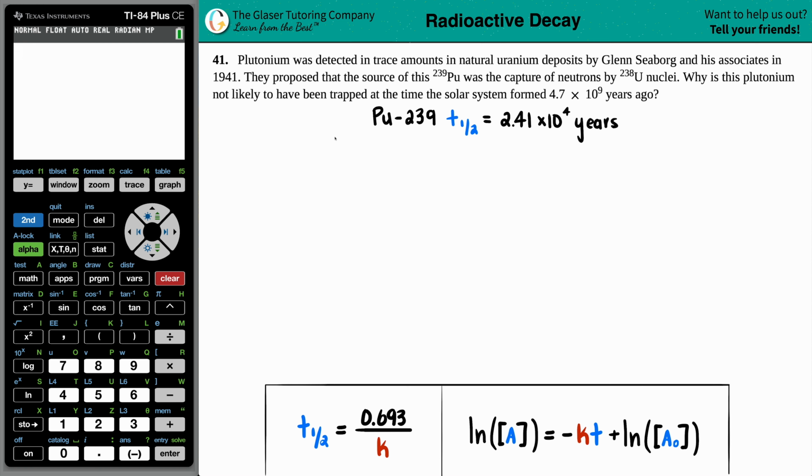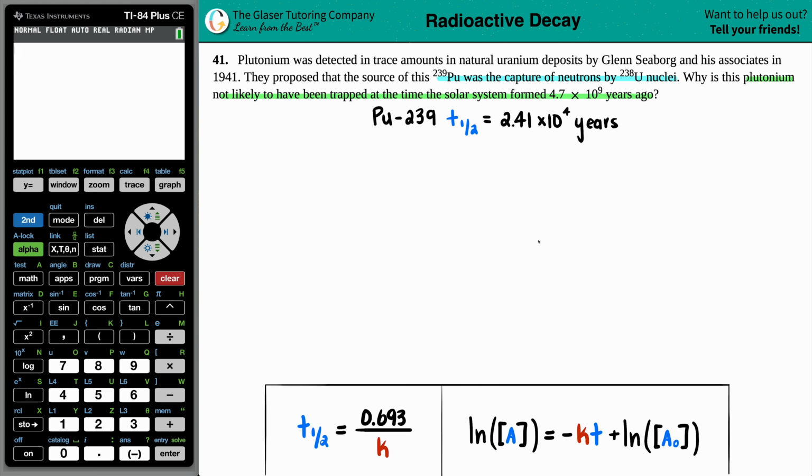That's nuts. But anyway, Glenn Seaborg and his associates proposed that the source of this plutonium-239 was the capture of neutrons by uranium-238 nuclei. Why is this plutonium not likely to have been trapped at the time the solar system formed 4.7 times 10 to the 9th years ago?